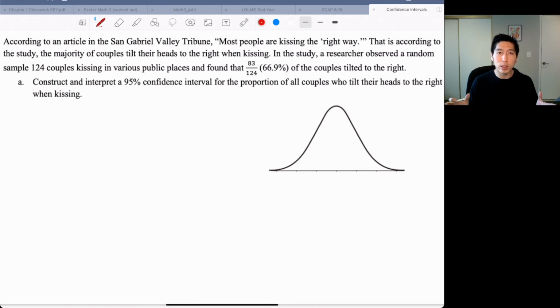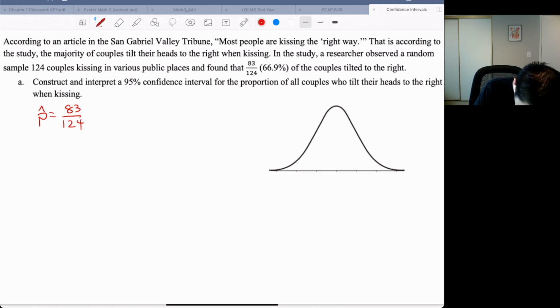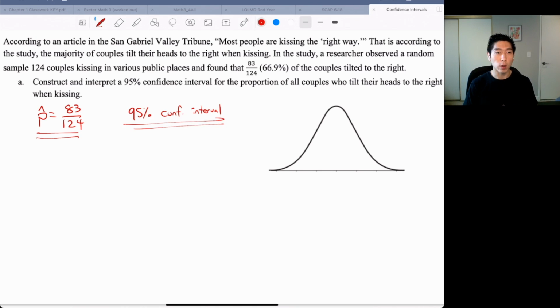So let's apply this critical value to a problem we need to know. We used this previous example about kissing the right way, where we want to construct a 95% confidence interval for a sample proportion of 66.9% with a sample size of 124 people who kissed. All you really need is the original proportion, which is 83 out of 124, and the confidence interval, which was 95%. And then let's type this into our calculator.